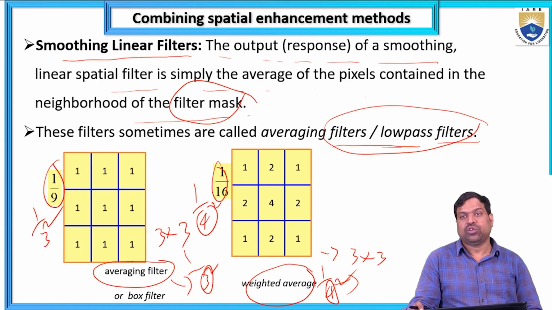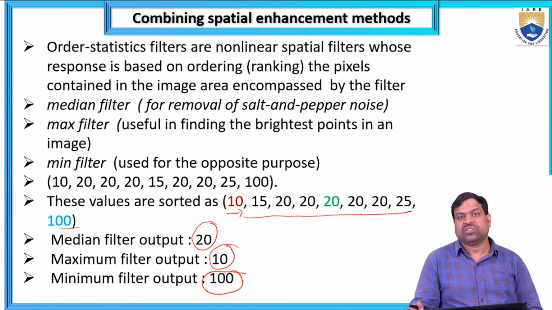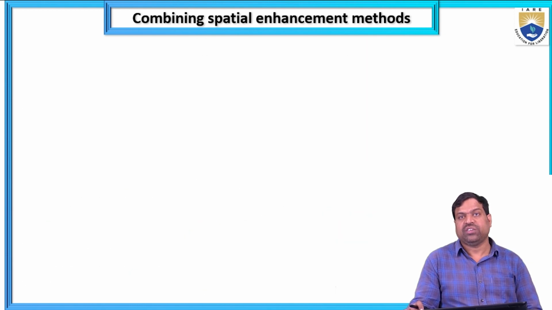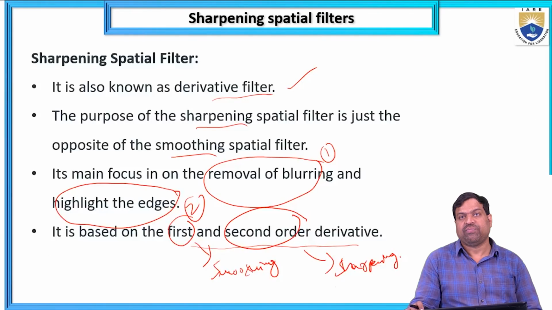In the smoothing linear filters, two types are there: the average filter and the weighted average filter. Some examples of mask size are n equal to 3, 5, 9, 15, and 35. It is an order statistic filter, and this is an X-ray image, used for removing blurring with the sharpening filter.